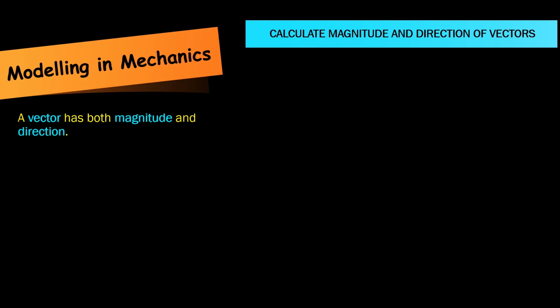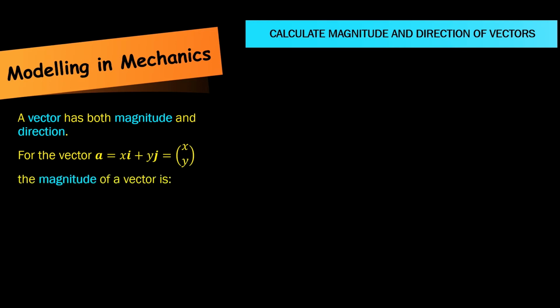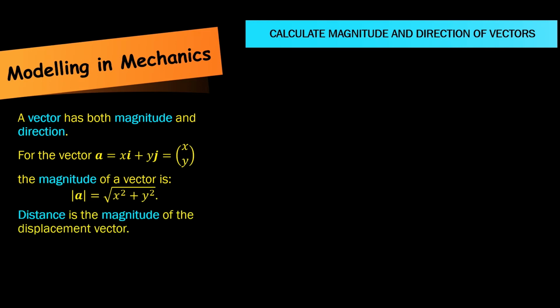So let's recap a few things and add a few more. A vector has both magnitude and direction. For the vector A equals xi plus yj, or written in vector form as (x, y), the magnitude of a vector is mod A equals square root of x squared plus y squared. We've applied Pythagoras here. The distance is the magnitude of the displacement vector, and speed is the magnitude of the velocity vector.